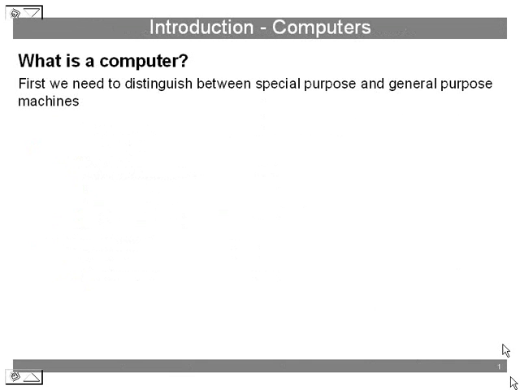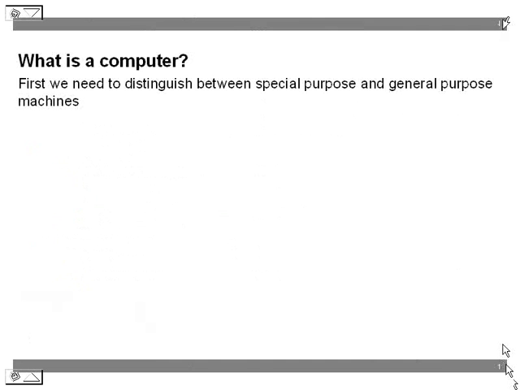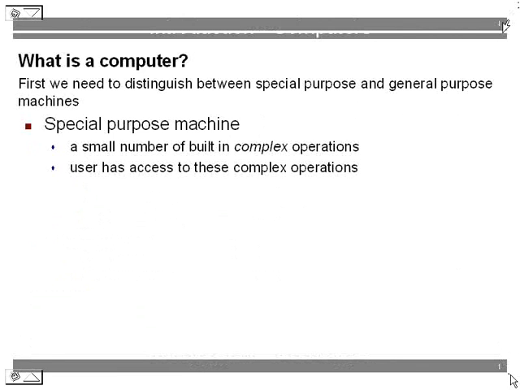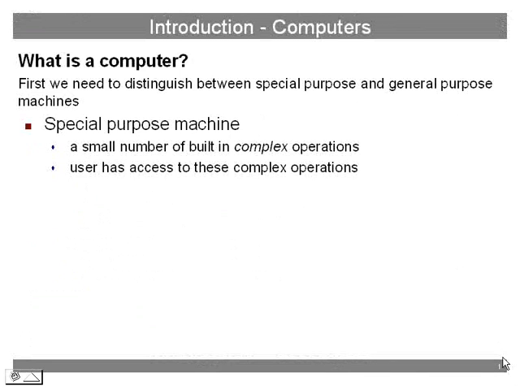First of all, what is a computer? To answer this question effectively, we need to distinguish between special purpose and general purpose machines. A special purpose machine is a machine that has a small number of built-in complex operations. The user of a special purpose machine has direct access to these complex operations. An example of a special purpose machine would be a calculator. It has a limited task. The task is special purpose. The operations that it can perform are complex, and the user has direct access to these complex operations.